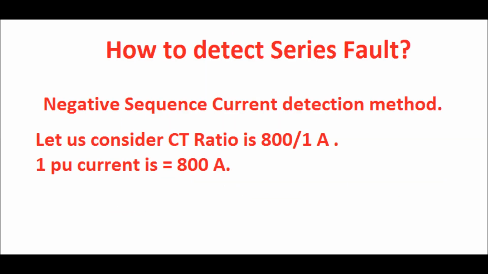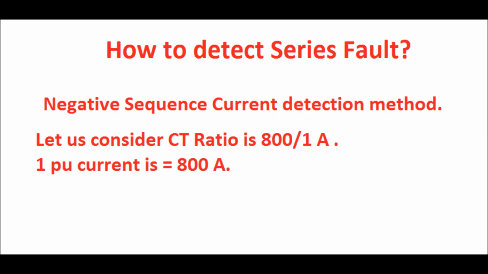So how to detect this type of series fault? One method is the negative sequence current detection method. By means of a negative sequence current setting, this fault can be detected.